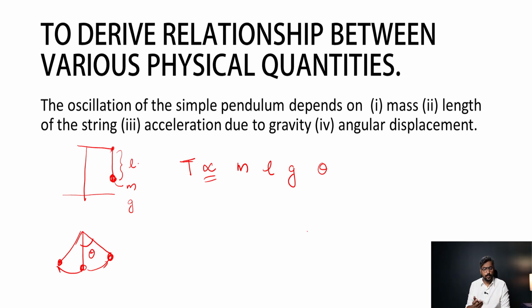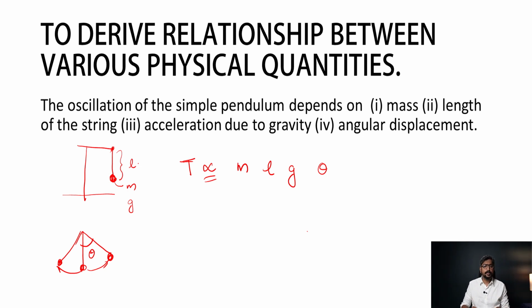So from this scenario, we can say that the time period, because its oscillation is there, obviously time period depends on mass, now length of the string, then acceleration due to gravity, because it's oscillating, it will definitely stop because of that gravitational force. So definitely acceleration due to gravity will be there, and theta. So these are the various physical quantities which contribute to the time period of the simple pendulum.